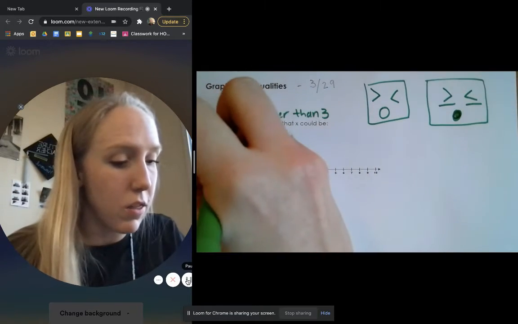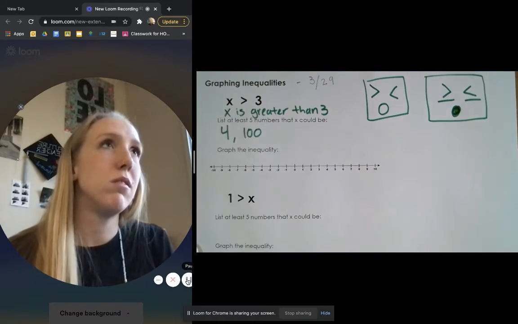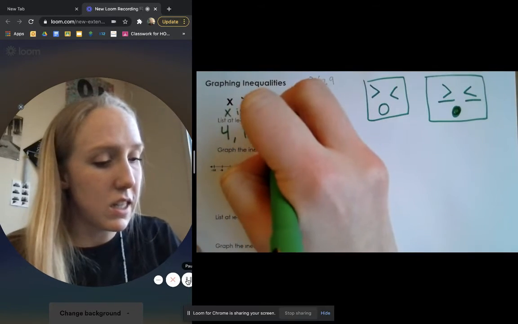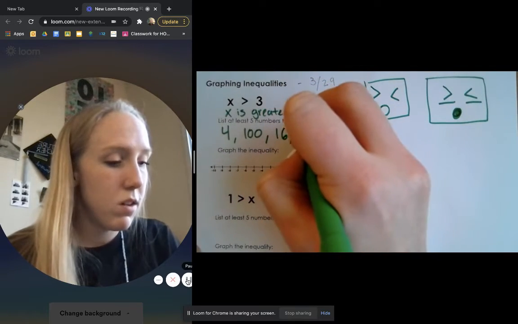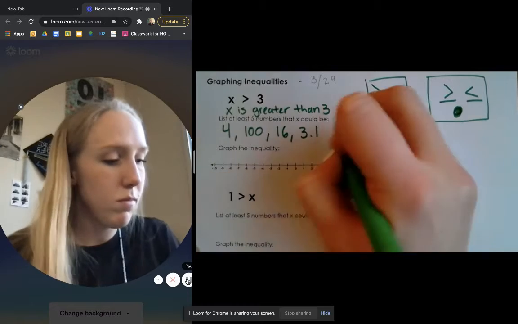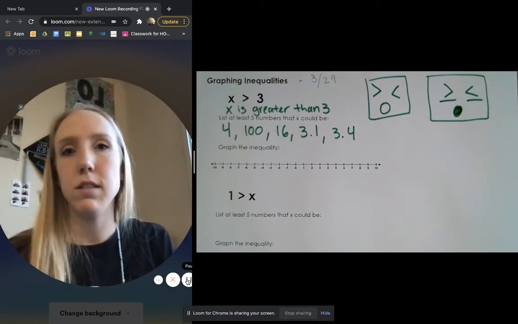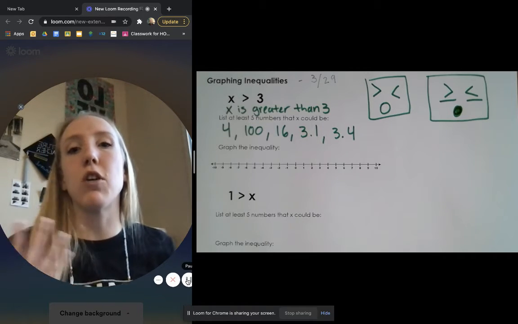X is greater than 3. Well, 4 is greater than 3. 100 is greater than 3. 16 is greater than 3. 3.1 is greater than 3. And 3.4 is greater than 3. Okay, so those are all numbers that are greater than 3.